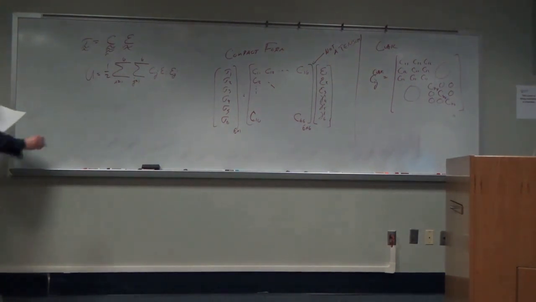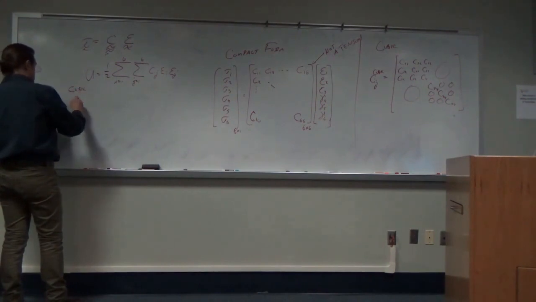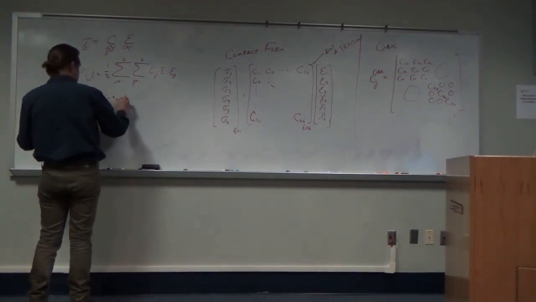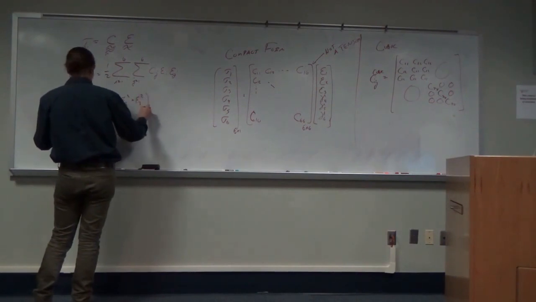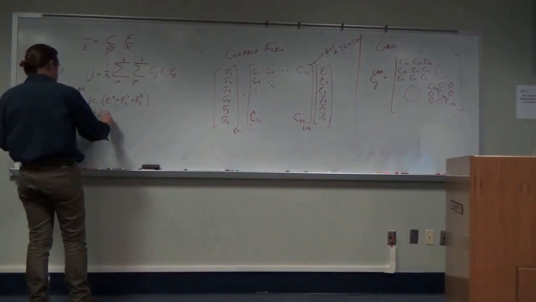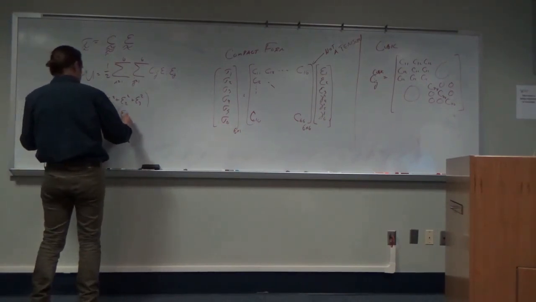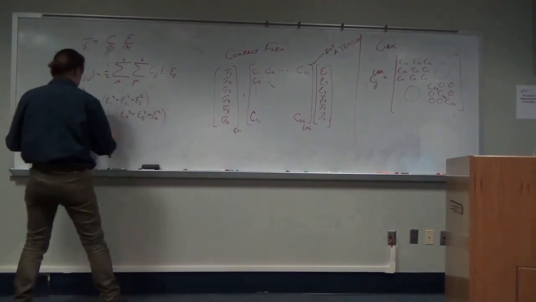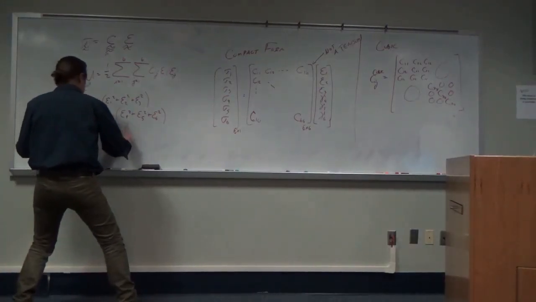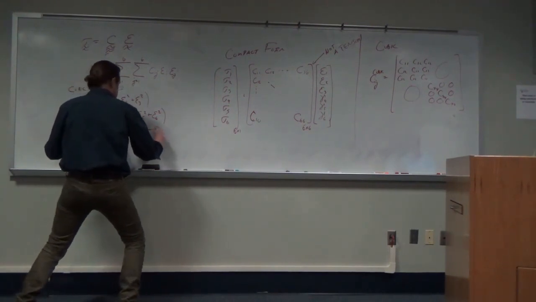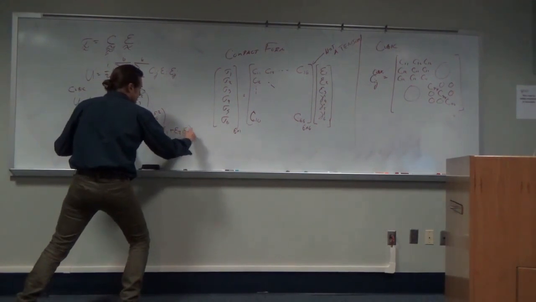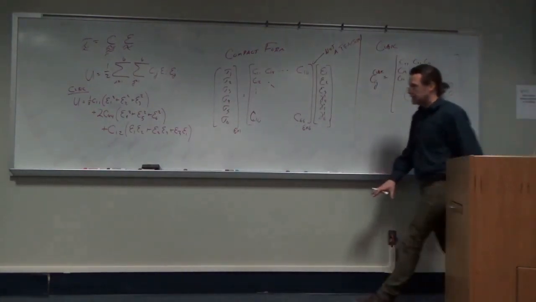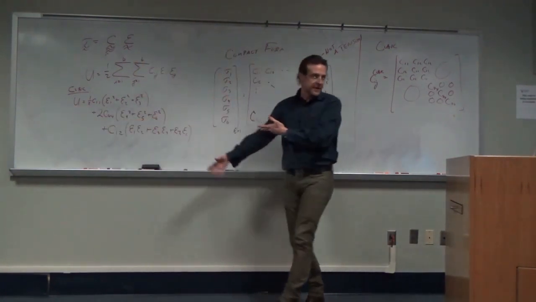And in the case of a cubic material, U is equal to 1/2 C11 times epsilon 1 squared plus epsilon 2 squared plus epsilon 3 squared, plus 2C44 times epsilon 4 squared plus epsilon 5 squared plus epsilon 6 squared, plus C12 times epsilon 1 epsilon 2 plus epsilon 2 epsilon 3 plus epsilon 3 epsilon 1. So the name of the game is to apply strains and have a measurement of the energy going into it.